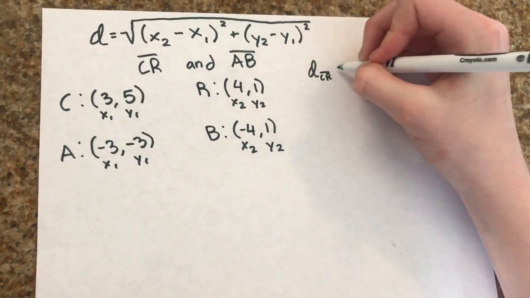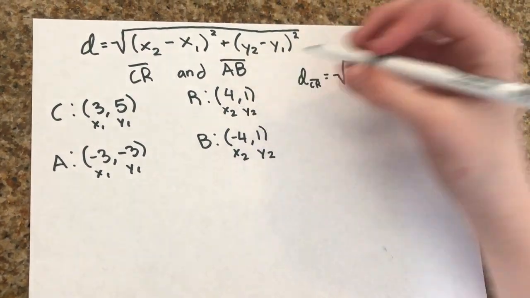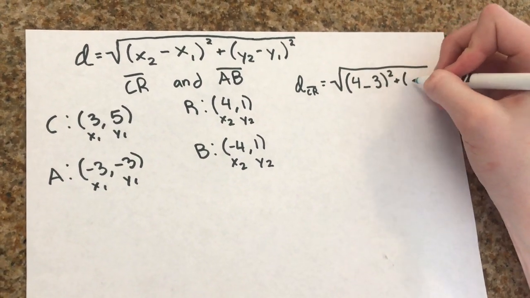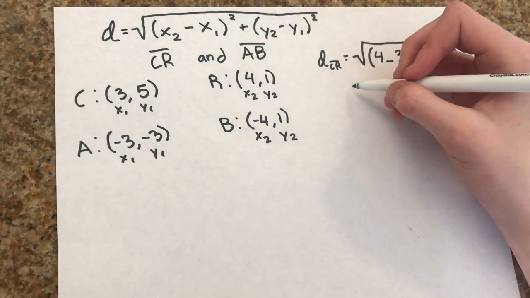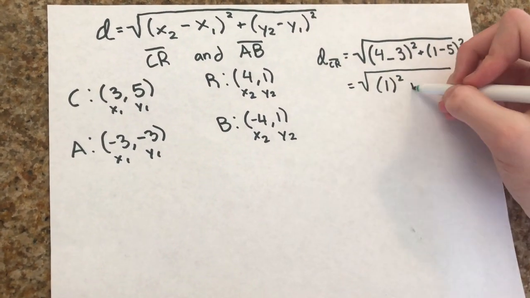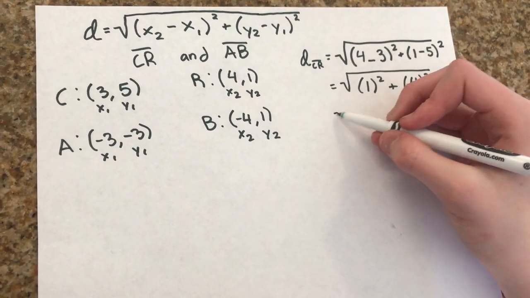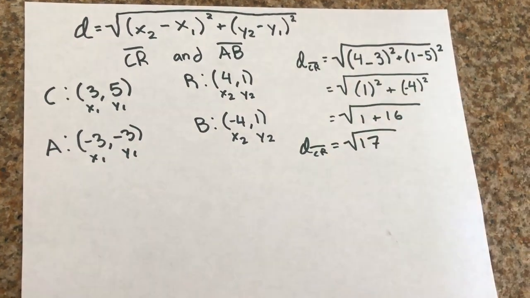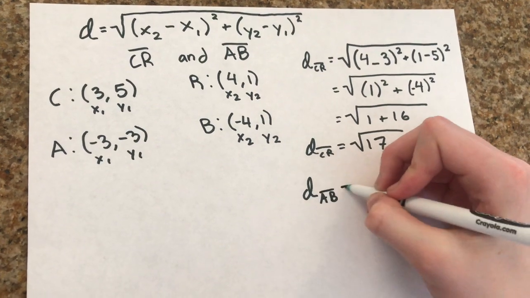So first, let's find the distance of CR. So let's plug them into the formula. So it's x2 minus x1, so it's 4 minus 3 squared plus 1 minus 5 squared. And then that simplifies to 1 squared plus -4 squared, which simplifies to 1 plus 16, which simplifies to radical 17. So the distance of CR is radical 17.